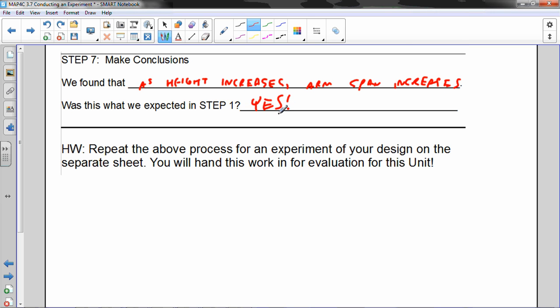Yes. Now you're going to pick some weird stuff, I hope, and have fun with this. And so this might not be yes. And then repeat the above process for an experiment of your design on a separate sheet. So I'll give you another copy of this, and it'll be your choice. And this is part of the assessment for this unit. This will take the place of some of the test. All right. Okay. Well, have fun with that. The line of best fit and regression on the calculator.